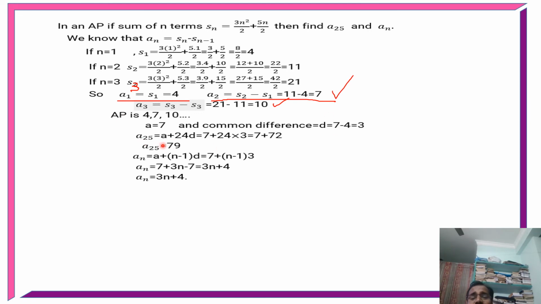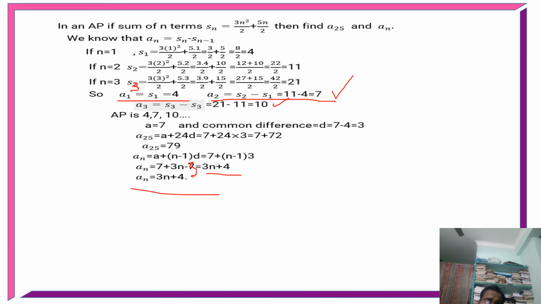So we need A25, which from the formula A plus (n minus 1) into D is A plus 24D, which is 4 plus 24 into 3. 24 into 3 is 72, 72 plus 4, 76. 76 is the 25th term. Similarly, An is A plus (n minus 1) into D, 4 plus (n minus 1) into 3. If we multiply, it is 3n minus 3, so 4 minus 3 is 1. 3n plus 1 is the answer for the nth term.